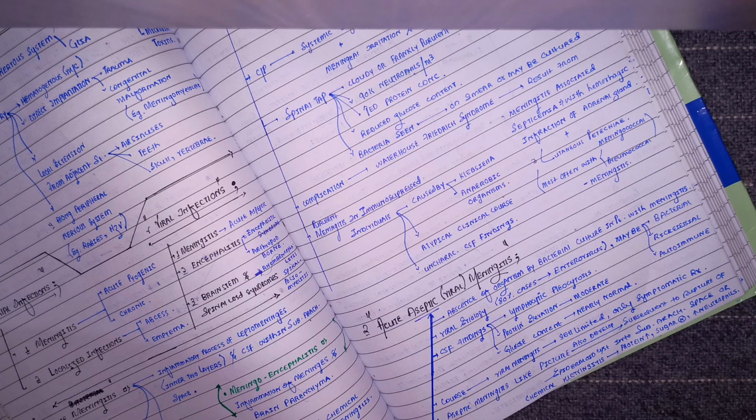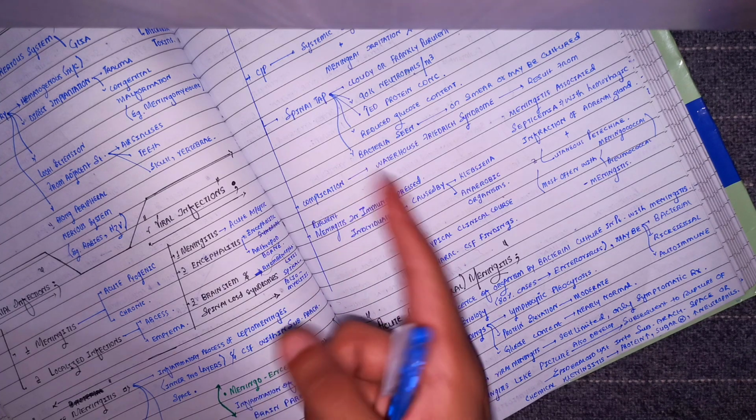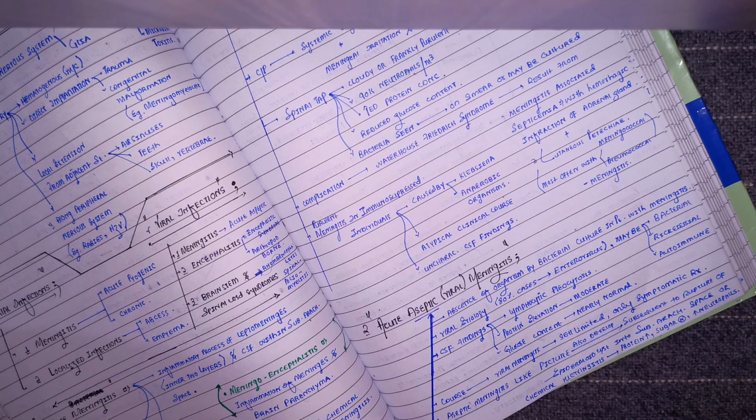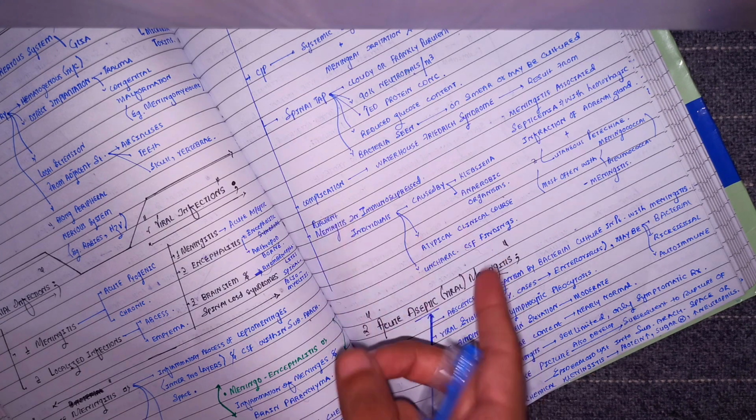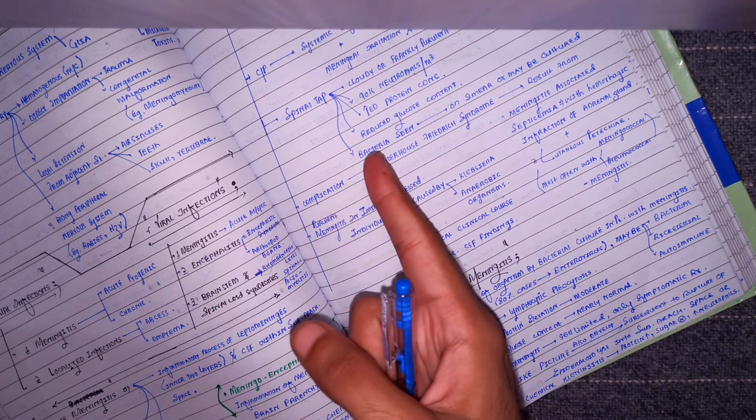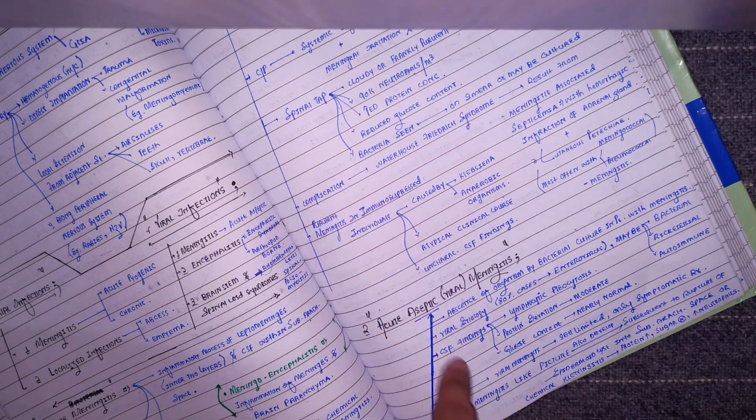Okay, what is the difference in the CSF finding between bacterial and viral meningitis? In case of bacteria, the neutrophil count was high, here the lymphocytes are high. Proteins were high there, proteins are moderate here. Glucose was really low there, and glucose is not really low here. Okay, and this is a self-limited disease.